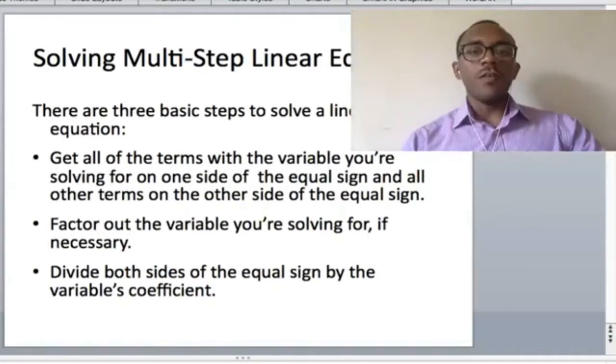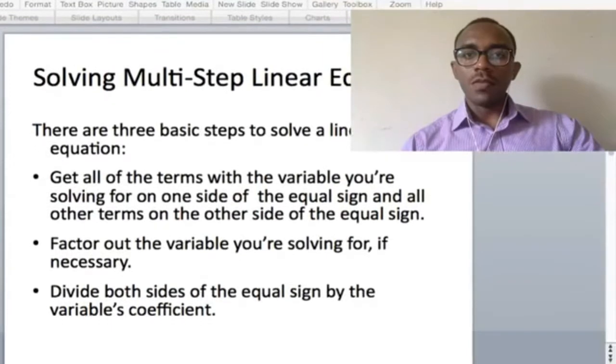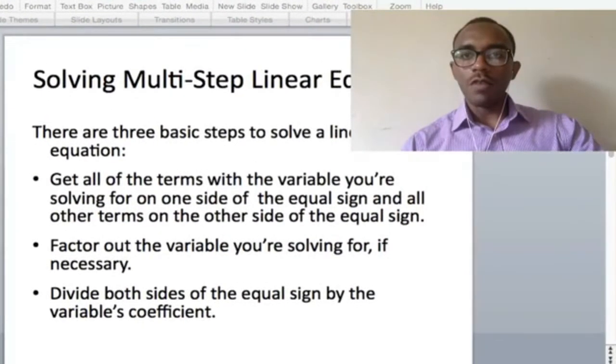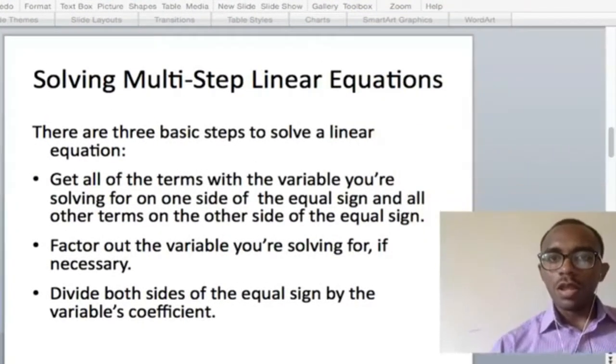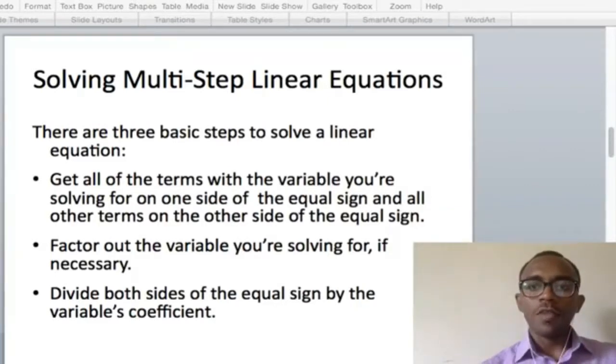Now, how to solve a linear equation? We have multiple steps. These are the three basic steps to solve a linear equation. Pardon me, I'm going to make sure that everybody can read clearly on the screen. There we go. The first step is to get all of the terms with the variable you are solving for on one side of the equal sign, and all other terms on the other side of the equal sign.